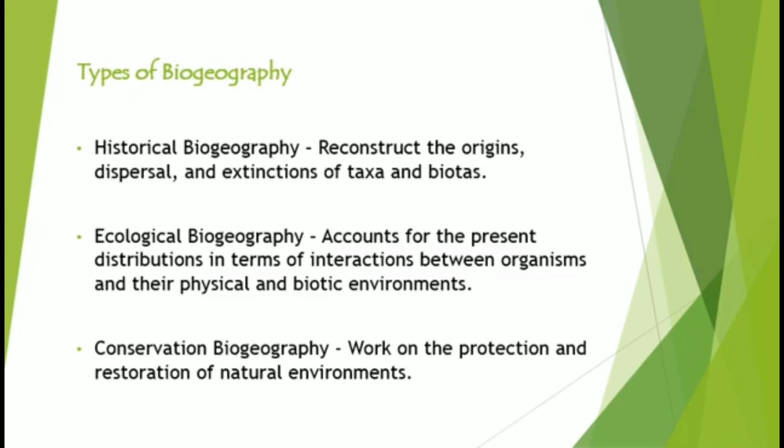Ecological biogeography accounts for the present distributions in terms of interactions between organisms and their physical and biotic environments. Some examples of ecological factors that are commonly studied include climate, habitat, and primary productivity. Moreover, ecological biogeography differs from historical biogeography in that it involves the short-term distribution of various organisms rather than the long-term changes over evolutionary periods.